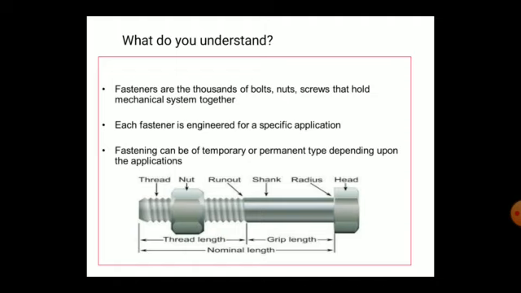We already discussed which one is temporary fastening and which is permanent fastening. In a mechatronic system we generally use temporary fastening, because there are chances that some of the components may wear out or develop defects. So you use nut and bolt type assemblies, and you can replace the component by just removing the nut from the bolt and changing the component.